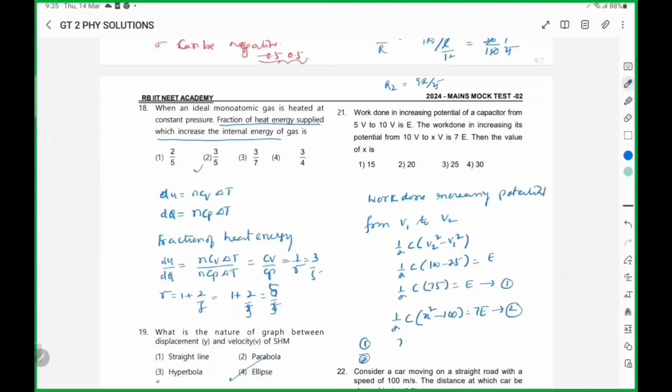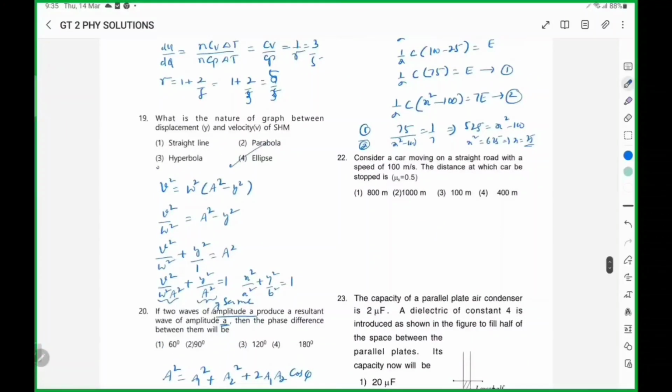Dividing 1 with 2, we get, which implies, 525 is x square minus 100, so x square is 625, x is 25.